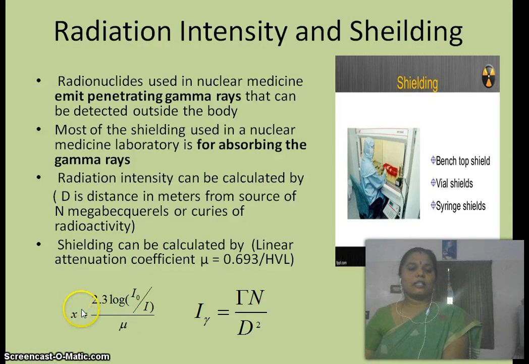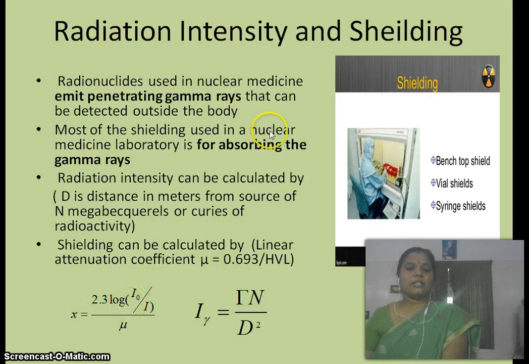So the thickness of shielding can be calculated from here, and mu can be calculated from the half value layers. So intensity can be calculated with the help of this formula. The most significant thing is that radionuclides usually emit only penetrating gamma rays, so we can measure both I and I naught. I naught is before entering the patient, and I is the penetrated gamma rays emerging out of the human body.